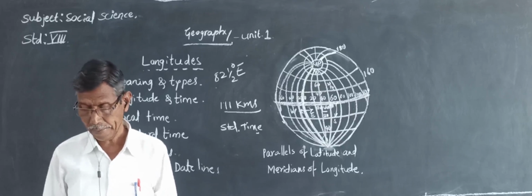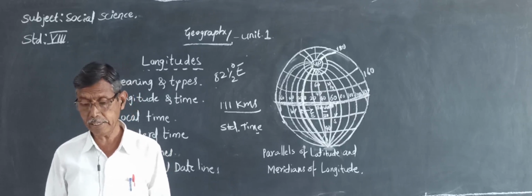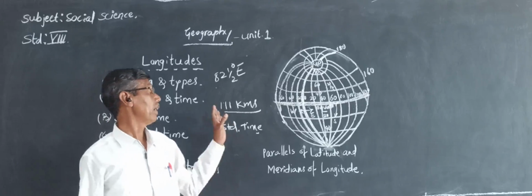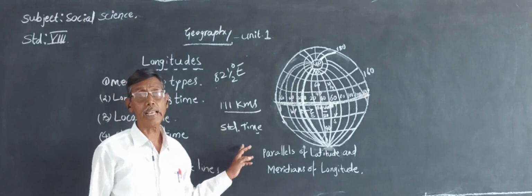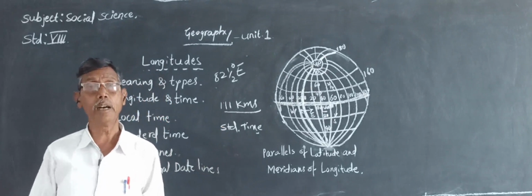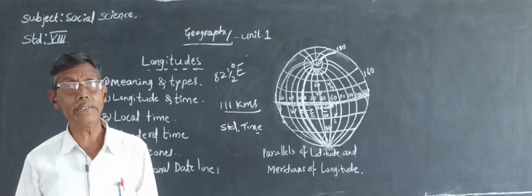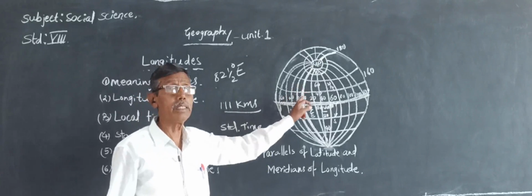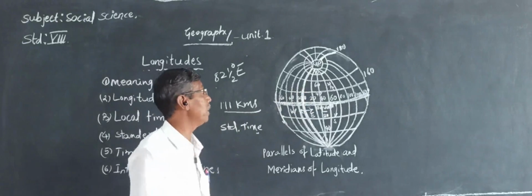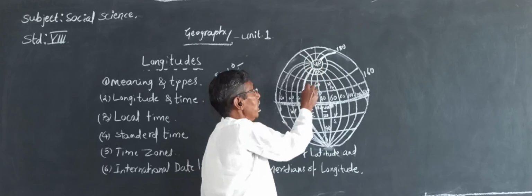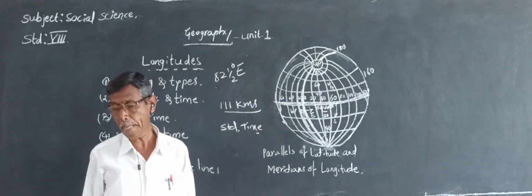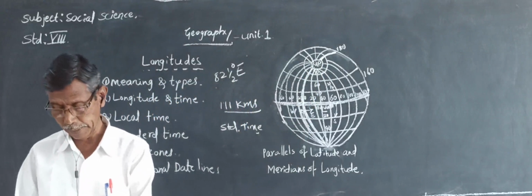It is 5 hours 30 minutes ahead of Greenwich Mean Time. Our IST, Indian Standard Time, is ahead by how much? It is 5 hours 30 minutes ahead of the Greenwich Mean Time, that is 0 degree.